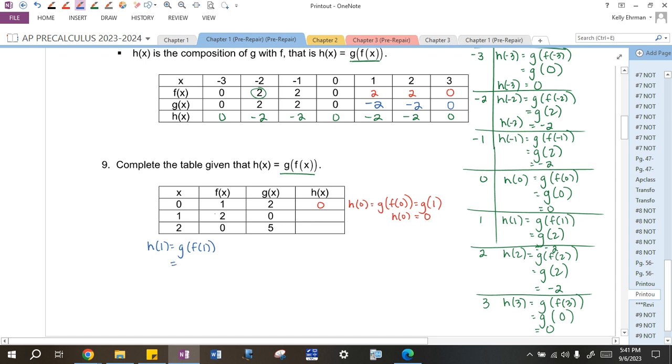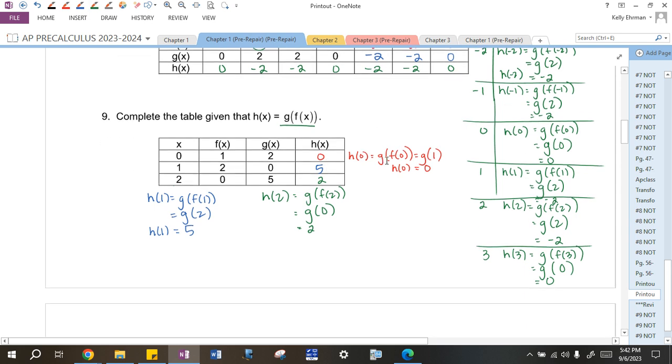When x is 1, f is 2. So this is now g of 2. When x is 2, g is 5. So h of 1 is 5. And my third one, I want h of 2. That's g of f of 2. When the input's 2, f's output is 0. When g's input is 0, its output is 2. Okay, that finishes our first page.